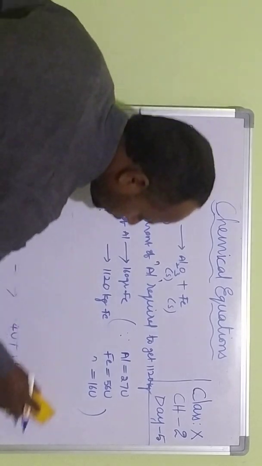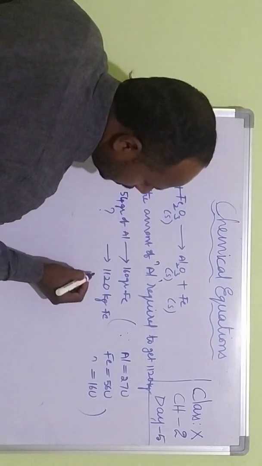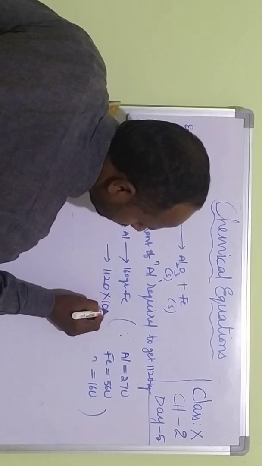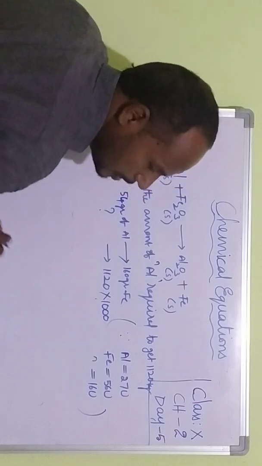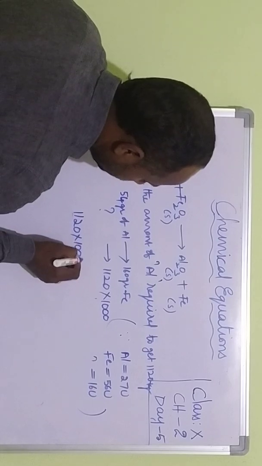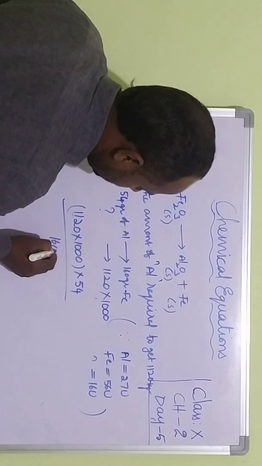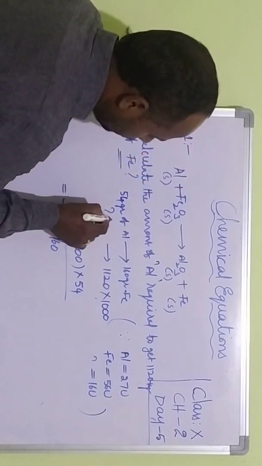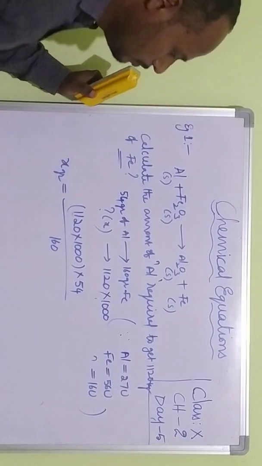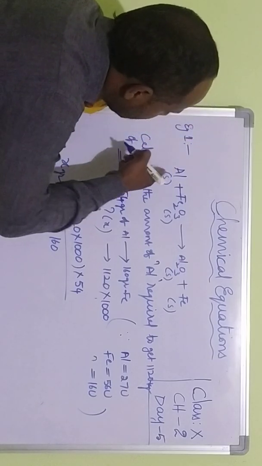Okay. See once, kgs. How can we convert? If you want to convert it to grams, you should multiply with 1000 only, right? Then we can convert them into grams. Then here 1120 into 1000 into 54 by 160. For example, if you think it is x of that, this is x grams. If you go through the calculation, you can find x grams, nothing but aluminium required.